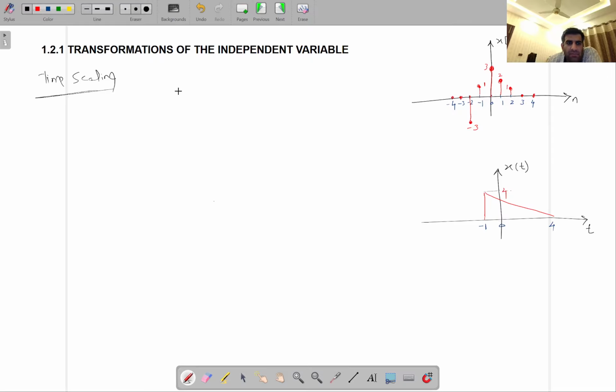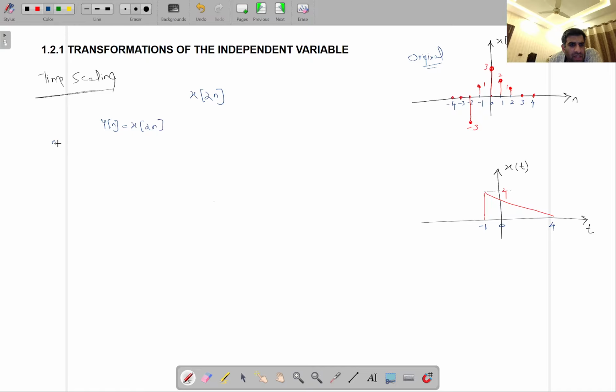So let's take an example, just like we have done before. Let's say that we need to plot a signal x of 2n. The original signal is already given over here, which is x of n. Please note that this is your original signal and you are asked to plot x of 2n. Just like before, we are going to very quickly check how the signal is going to turn out. Let's say y of n is equal to x of 2n. Now we are going to substitute different values of n and try to plot.